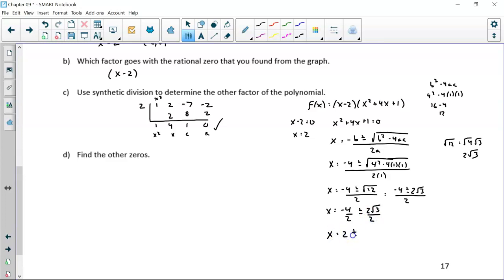Negative 2 plus or minus the square root of 3. There's our zeros. There's our 3 zeros. So our zeros are x equals 2, x equals 2 minus the square root of 3, and x equals 2 plus the square root of 3. And you'll see on your graph you have 3 x-intercepts, and that's where the 3 zeros are. Let's go to some more examples of this.